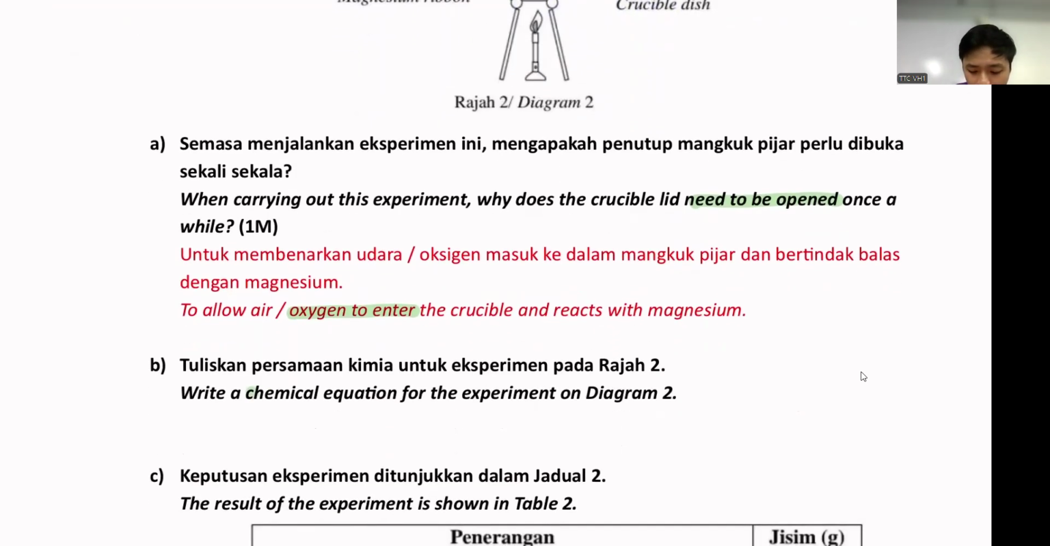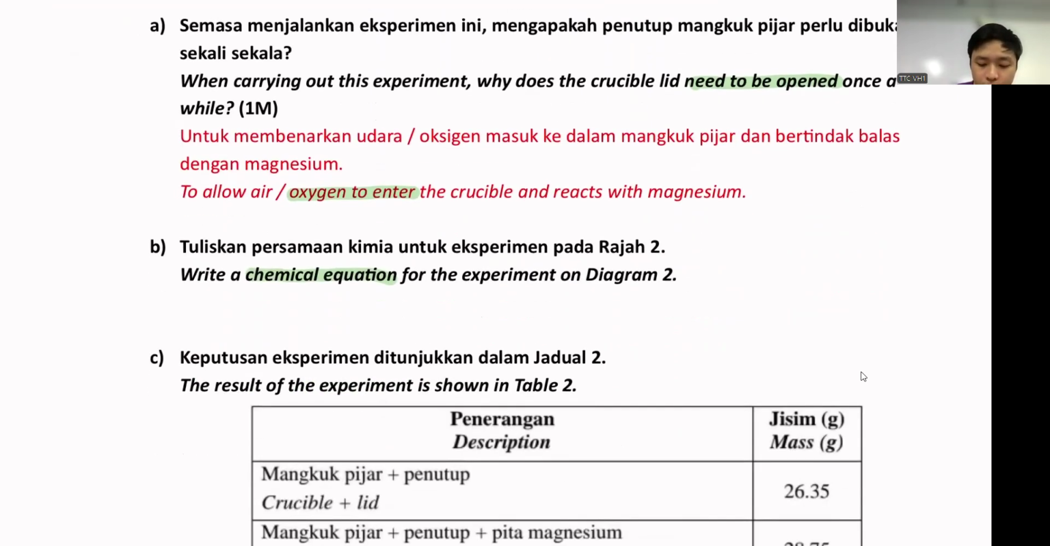The question also asks for the chemical equation. Look carefully. Many students forget: Mg plus oxygen. Oxygen is not only O, you have to write O2. These are the reactants. Then an arrow, and the product is MgO, because Mg is 2+ and O is 2-, so the charges cancel off.